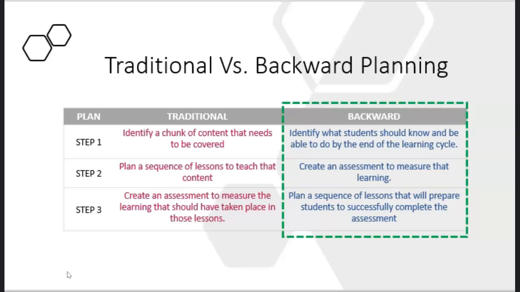So far as backward designing is concerned, it is just the opposite. That is, one needs to begin with identifying what students should know and be able to do by the end of the learning cycle. Step 2 is to create an assessment to measure that learning. And step 3 is to plan a sequence of lessons that will prepare students to successfully complete the assessment.